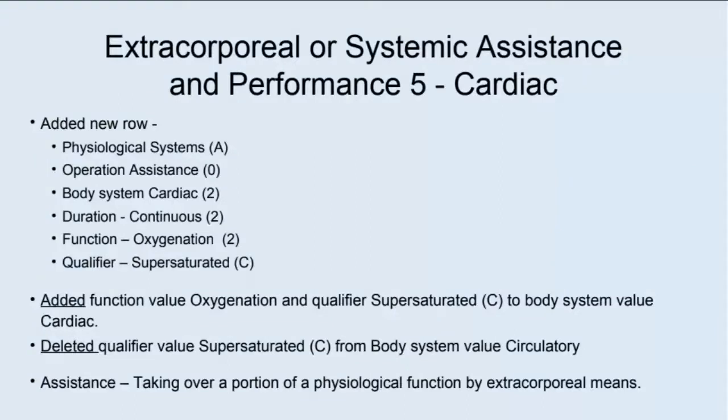Okay, so that completes the major changes in the medical and surgical section. Changes were also made in the extracorporeal or systemic assistance and performance section with the body system cardiac. In this body system, a new row was added using the function value oxygenation and the qualifier value supersaturated. Okay, so the added function value oxygenation, qualifier value supersaturated, but they deleted supersaturated from the body system value circulatory. So it was removed from circulatory and added to cardiac. Now remember, assistance is taking over a portion of a function by extracorporeal, outside the body means.